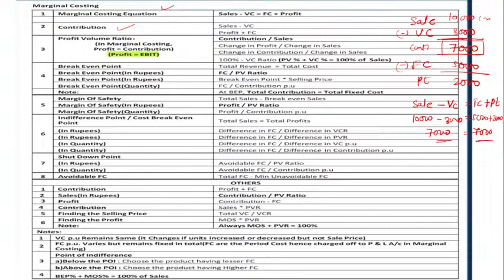Profit volume ratio, what is the profit volume ratio? Profit volume ratio is nothing but your contribution divided by your sales. How much you have contributed and how much is the sale of the company. Okay, so these are the formulas of marginal costing.